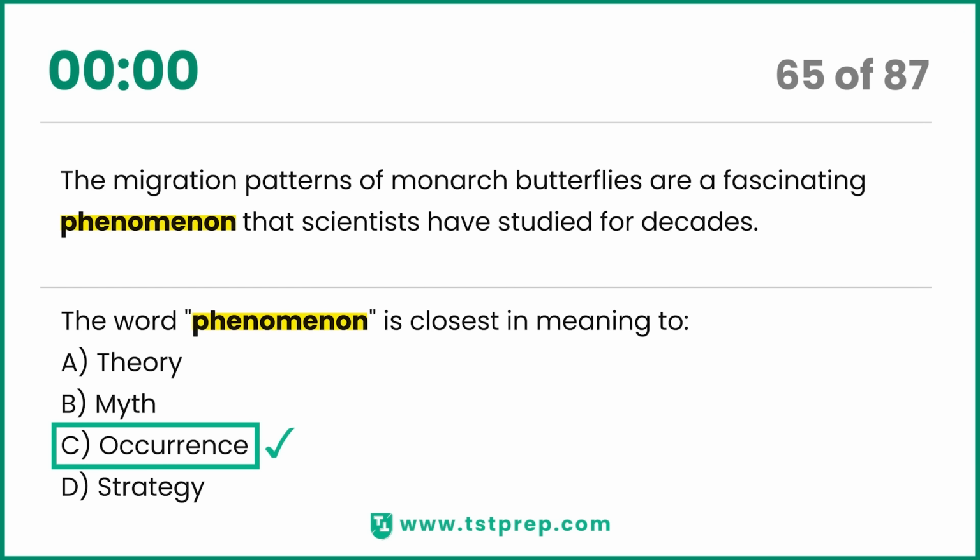All right, I love this word. The answer is C, occurrence, not that word, phenomenon. I think it's very interesting pronunciation. I like when you say phenomena with an A at the end. And so what is phenomenon?